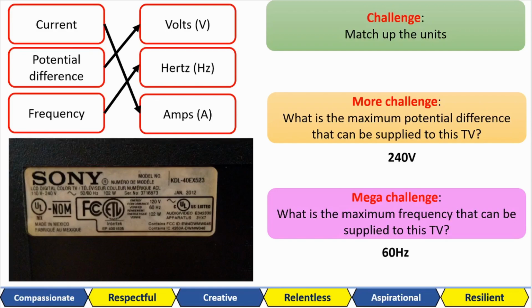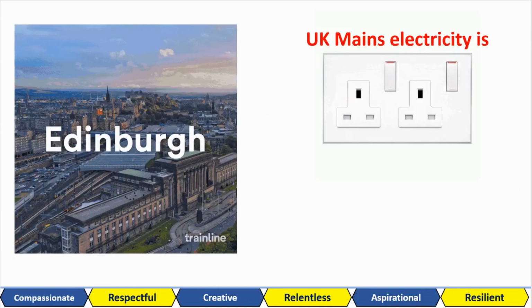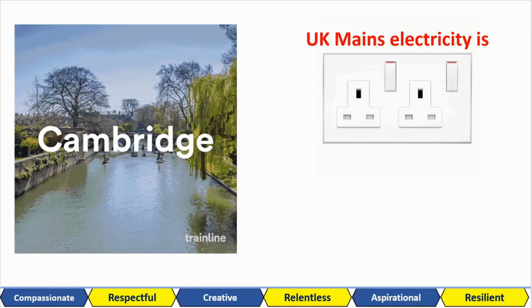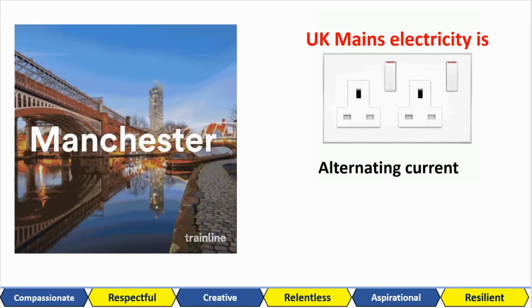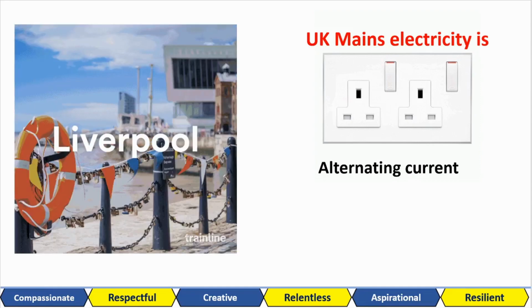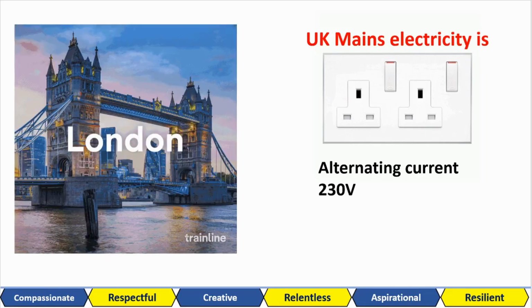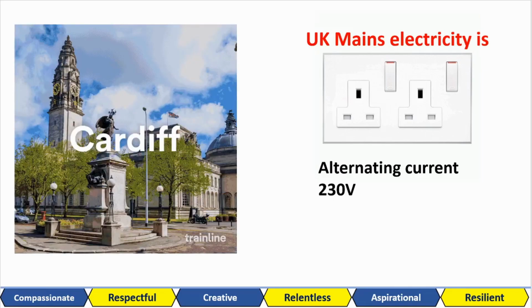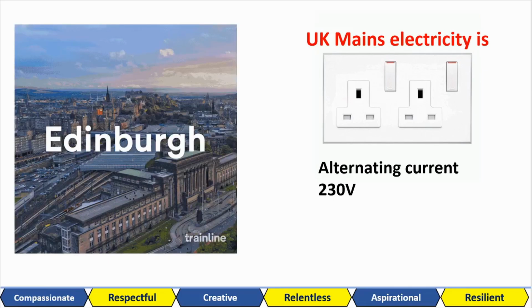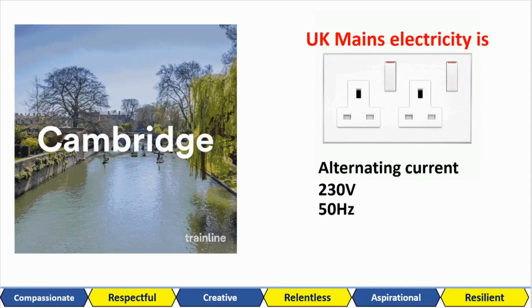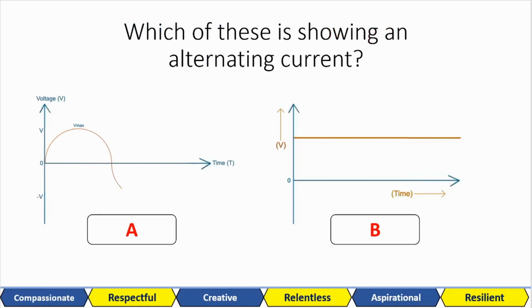Any electrical device that you have in your house will display the potential difference, the frequency, and also the power that it can take. There are three standard pieces of information for electricity coming out of a UK socket. First, it's an alternating current, so the electrons are moving back and forth, they're repeatedly changing directions. The potential difference that's coming out of it is 230 volts, and also this occurs at a frequency of 50 Hz.